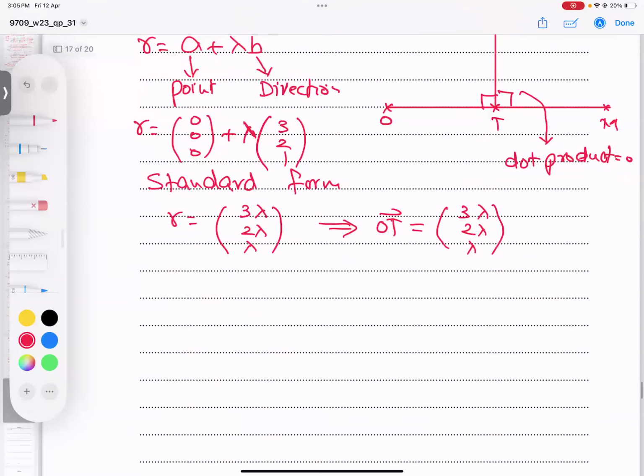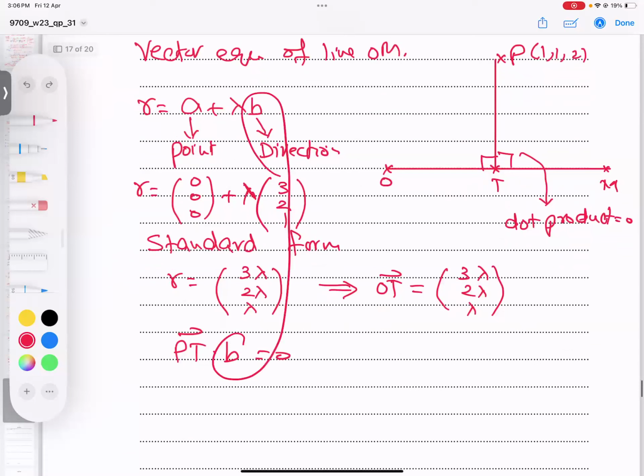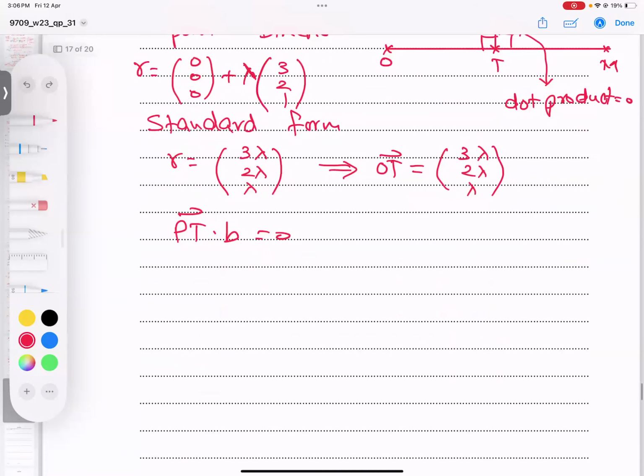And that is why I can say here, students, that PT vector dot this direction, this line, which I call B. This is called the direction, so PT dot B equals 0. Repeat, PT vector and line direction dot product equals 0. B I have, but PT I don't have. I will find it, and how?